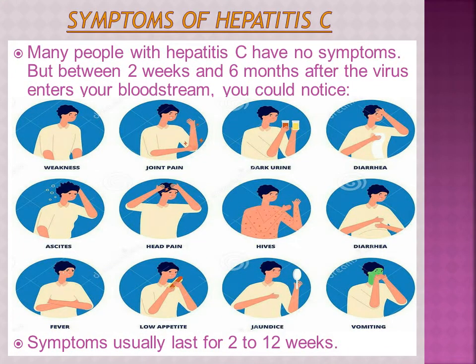Now, what are the symptoms of hepatitis? Many people with hepatitis C have no symptoms, but between 2 weeks and 6 months after the virus enters your bloodstream, you can notice weakness, joint pain, dark urine, diarrhea, anxiety, headache, hives, fever, low appetite, jaundice, and vomiting. Symptoms usually last for 2 to 12 weeks.